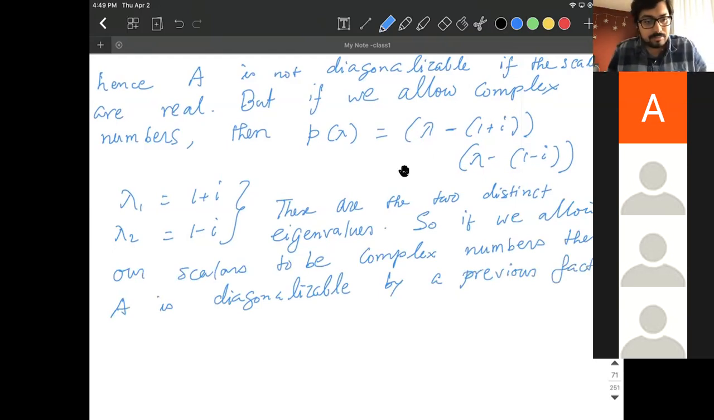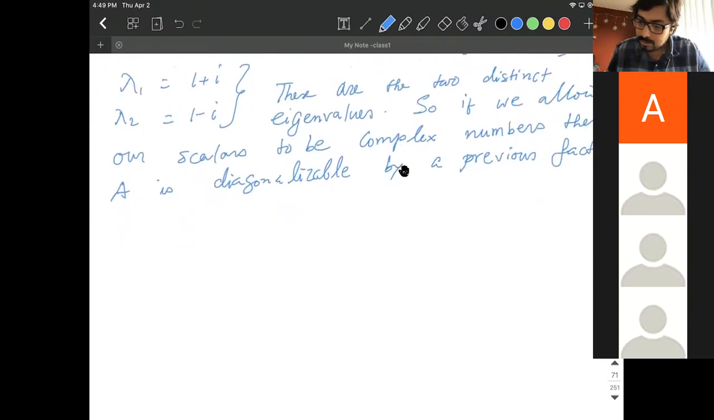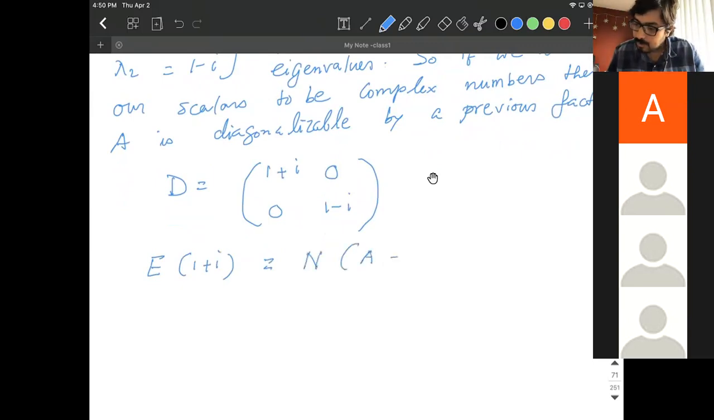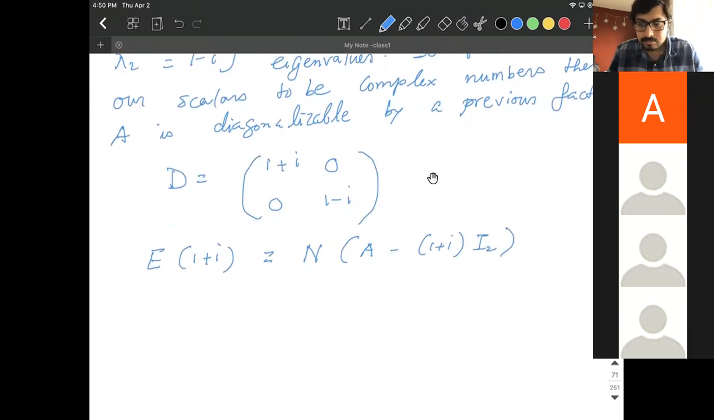And what would be the eigenvectors in this case? So the D, you already know, is 1 plus i, 1 minus i, 0 and 0. So this is our D. To find the P, you need the eigenvectors. So check that E of 1 plus i is the null space of A minus 1 plus i times I2. So let's write it down.